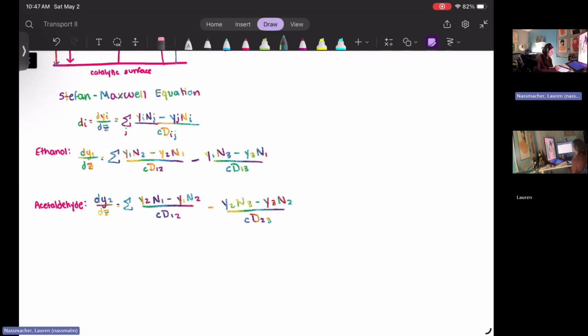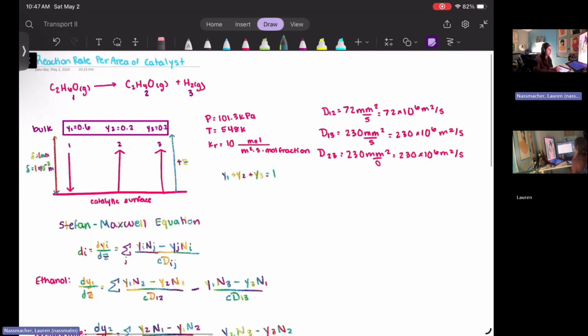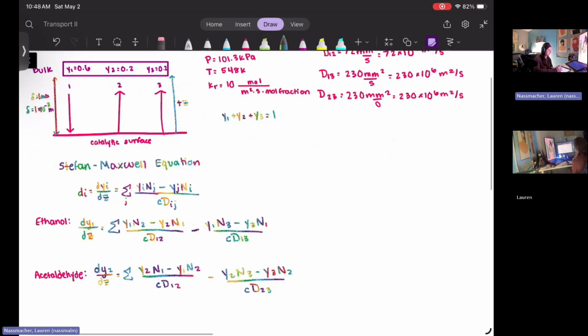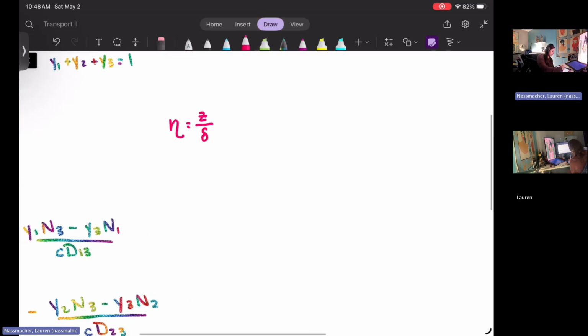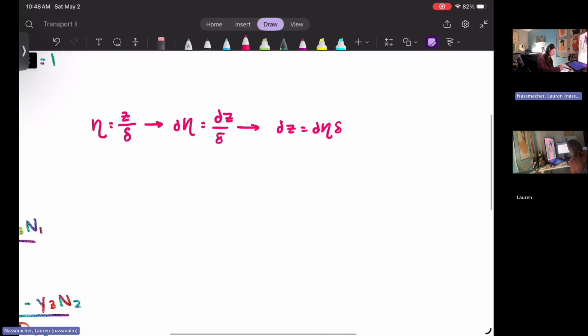All right. Now we don't have Z. We know the thickness though. So what we can do is we can create a variable N, and this is equal to our Z value, our position, divided by our thickness. So the change in N is equal to the change in our position over thickness. Therefore, our change in position is equal to our change in N multiplied by thickness.